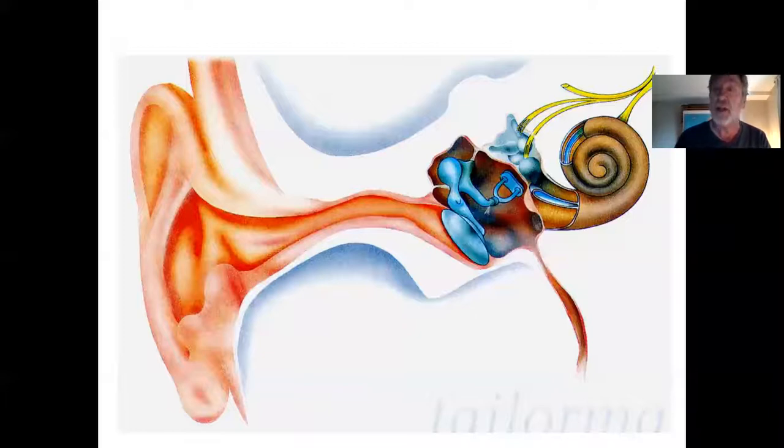Humpty Dumpty had a great fall. All the king's horses and men couldn't put Humpty together again. That's why hearing aids are called hearing aids. They're like a cane for a bad knee. They help, but they don't replace the real McCoy. And the real McCoy is the inner ear, the intact inner ear.